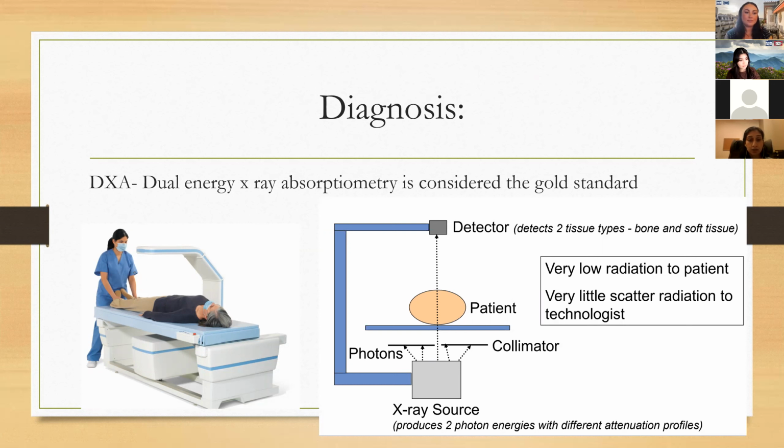However, if for any reason we can't get a hip or a spine, sometimes patients have hip replacements or arthritis, and other changes in the spine can give you falsely higher numbers in the spine, then you can also use a forearm as a third site. We also use the forearm if we're evaluating patients for primary hyperparathyroidism. DEXA scans are very safe for the patient and they provide very low radiation.